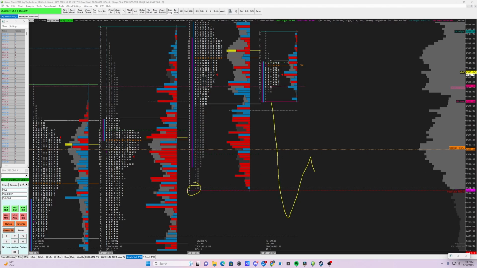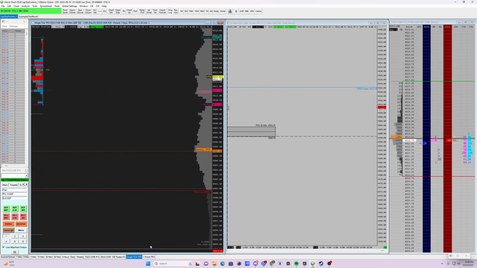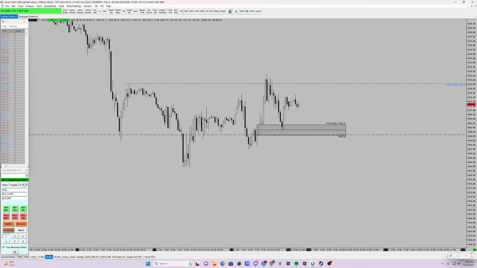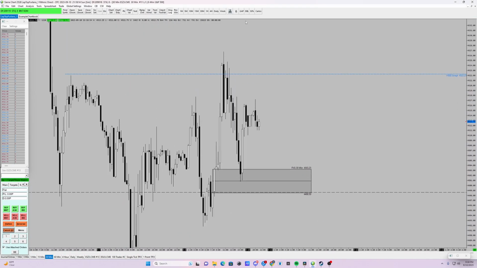All right, so what does this low line up with? This poor low sits right at 45.0075. Perfect. If the market wants to come back to 45.0075, what does this line up with on our regular candlestick charts? And just for a visual, we'll drop a line at 45.0075. It lines up with this low, which was the poor low.